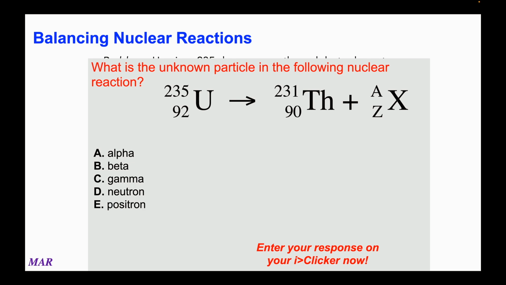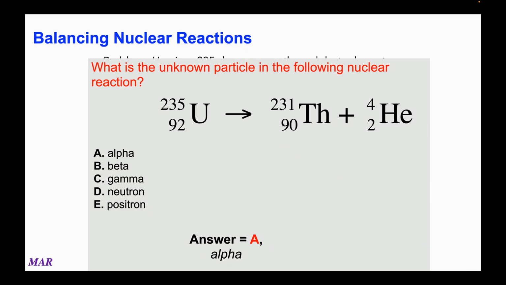So for example, 235 equals 231 plus A. So A is going to be 4. And 92 on the bottom equals 90 plus Z. Z is going to equal 2. So we have 4 for A, 2 for Z. If you look at the periodic table, number 2 is helium. And helium-4 is an alpha particle. So the complete reaction would look like this. Helium-4 is a product. It does help to know what helium is versus beta, stuff like that. So keep that in mind.